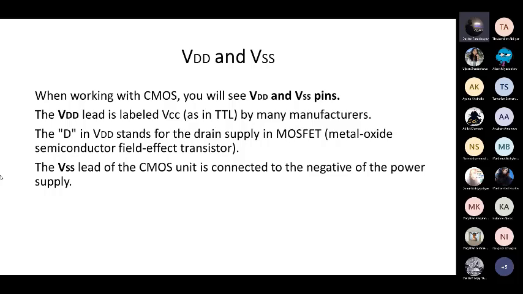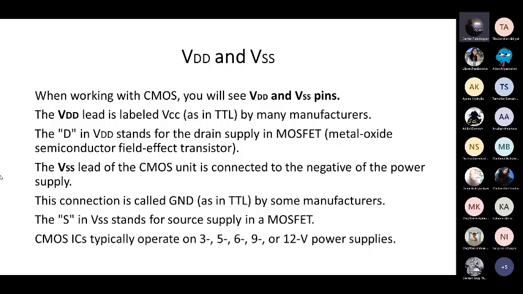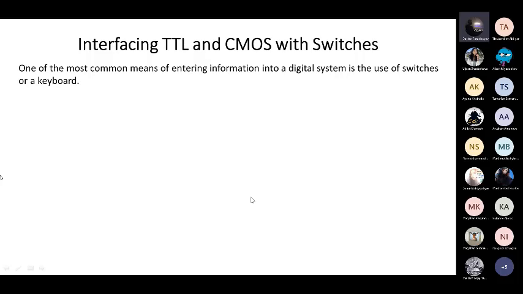The VSS pin of the CMOS unit is connected to the negative of the power supply, which is connected to the ground. This connection is called GND in TTL by some manufacturers. So S stands for the source supply. D means drain supply and S means source supply. As I mentioned, you can see some voltage ranges of the CMOS integrated circuits.